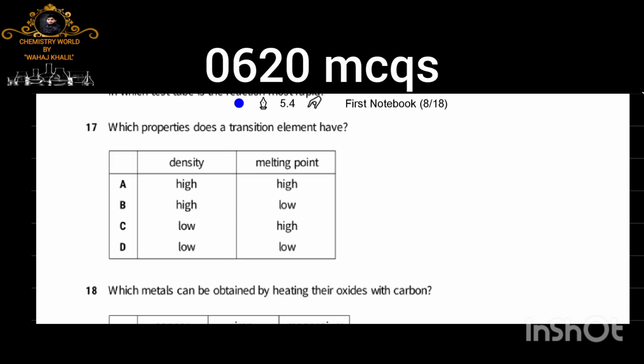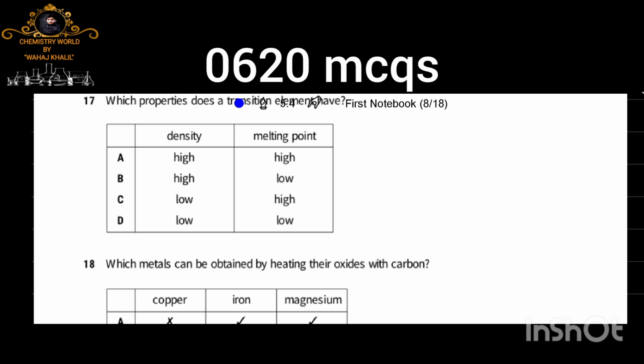For the MCQ number 17, which properties does a transition element have? So what are transition elements? We have to recall that transition elements are those present in the d block of the periodic table. These are all metals with positive charge, and they have high density and high melting point. So option A is the correct one.